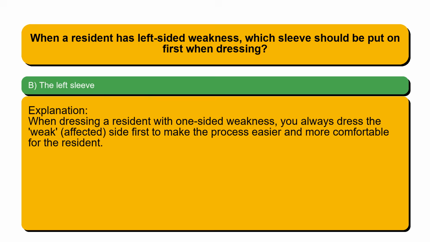When dressing a resident with one-sided weakness, you always dress the weak affected side first to make the process easier and more comfortable for the resident.